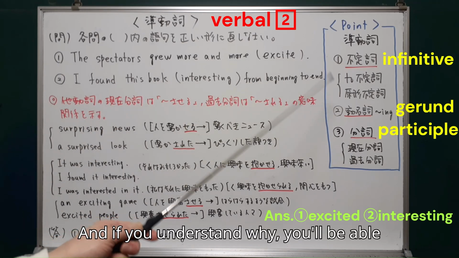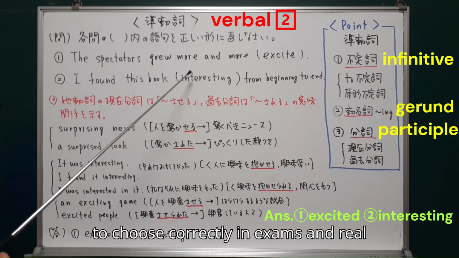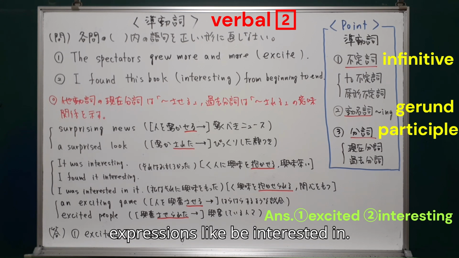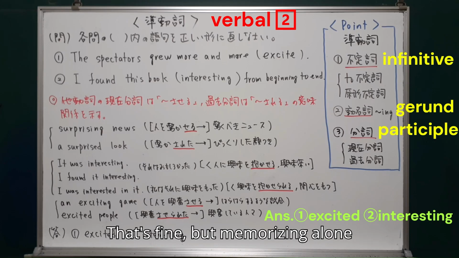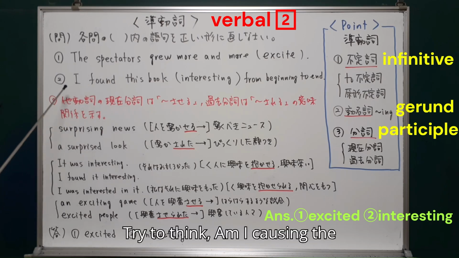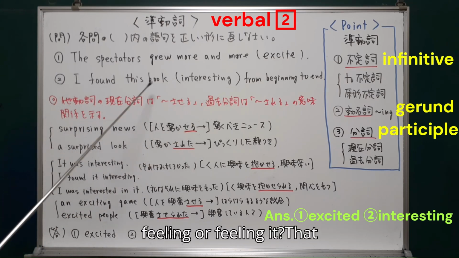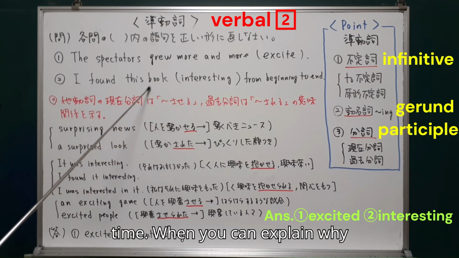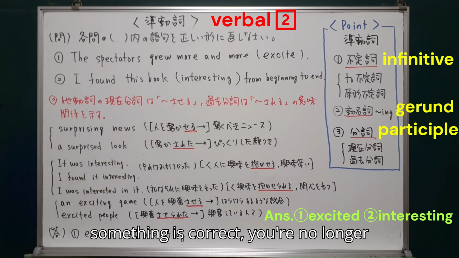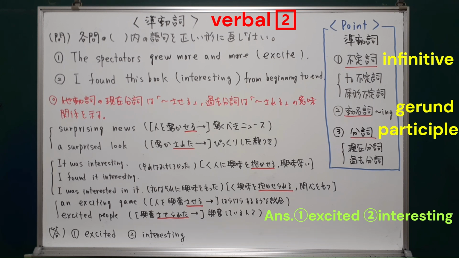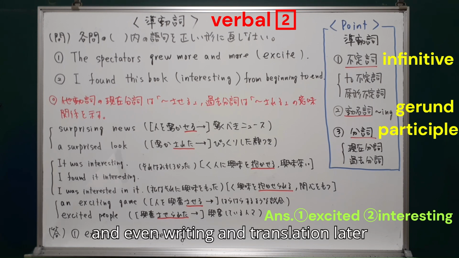And if you understand why, you'll be able to choose correctly in exams and real life. Many students memorize expressions like be interested in. That's fine, but memorizing alone doesn't build real understanding. Try to think, am I causing the feeling or feeling it? That simple question will guide you every time. When you can explain why something is correct, you're no longer just memorizing, you're really mastering it. This understanding will help with grammar, reading, and even writing and translation later on.